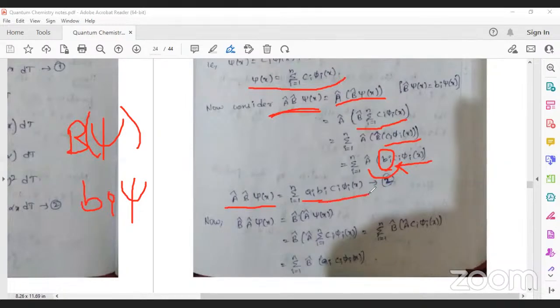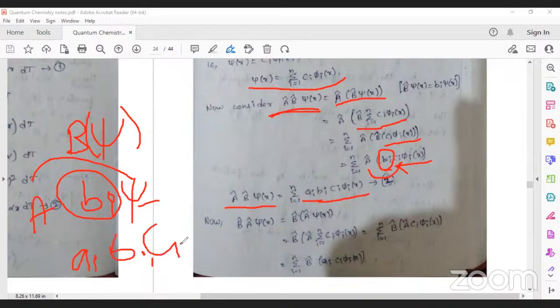This is the equation, right? Simply, operator B operates on the wave function. We'll get the eigenvalue, that is bi, with the same function. Again, the operator A operates on this function. We'll get one more eigenvalue, that is the small ai. Therefore, ai into bi into psi of x. That is the result we will get.